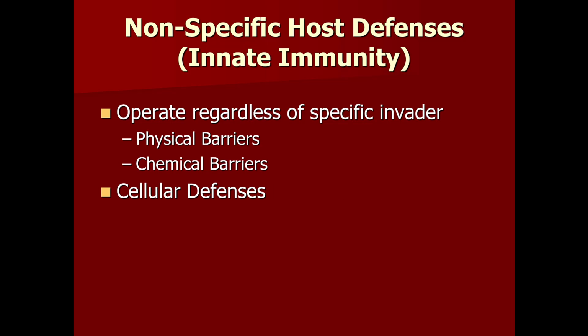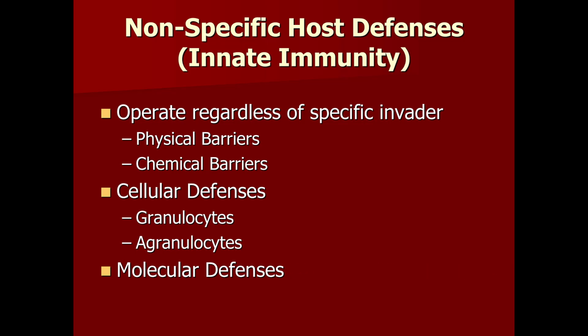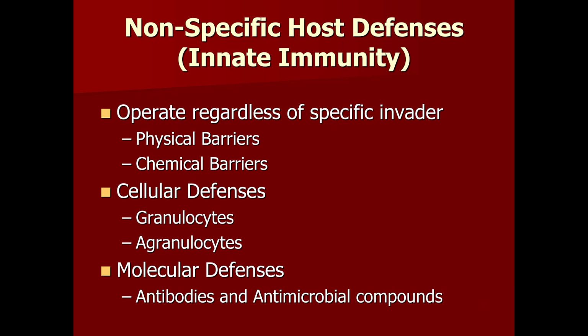There are also some cellular defense mechanisms, and we'll talk about some of the granulocytes and agranulocytes and the things that they have. And then there are also molecular defenses, right? These are specific proteins which are produced by very specific genes that encompass some antibodies and other antimicrobial compounds. This is part of the genetic component of innate immunity.